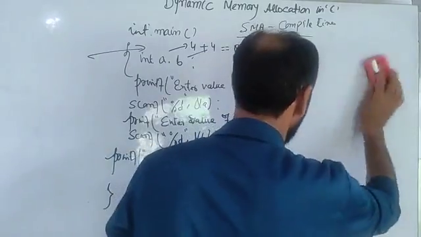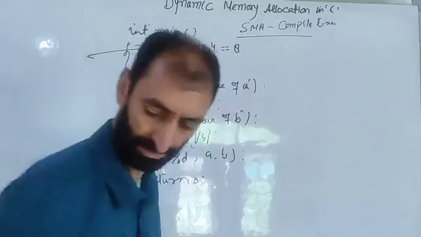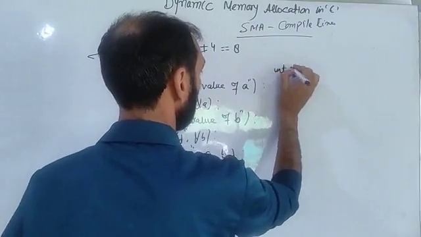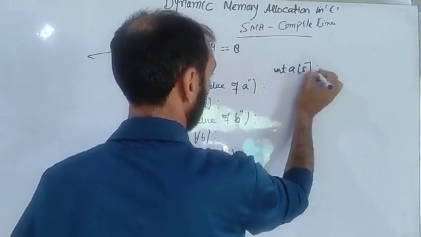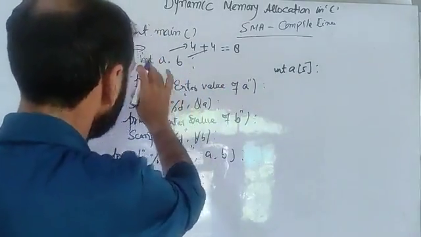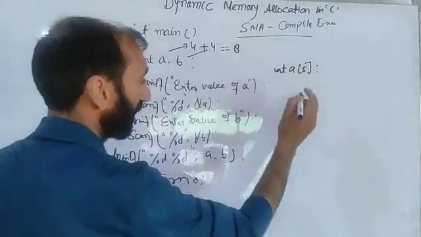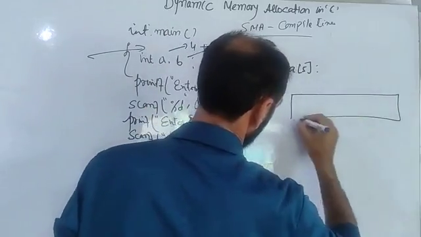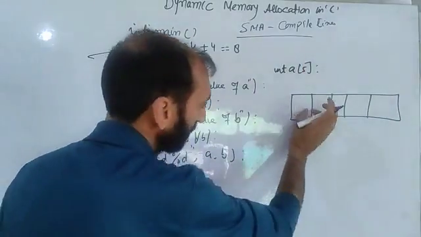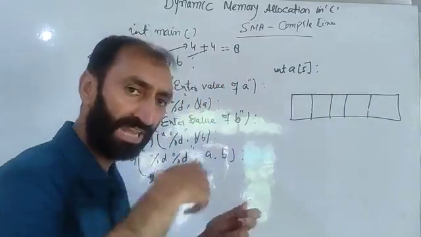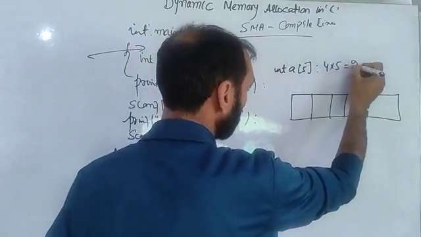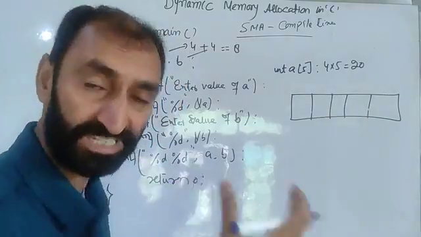For example, if I want int a of 5, an array, here at compile time I have initialized an array a of 5. That means I can store only 5 values in this location. If the integer occupies 4 bytes of memory, that means 4 into 5, a total of 20 bytes of memory will be fixed.